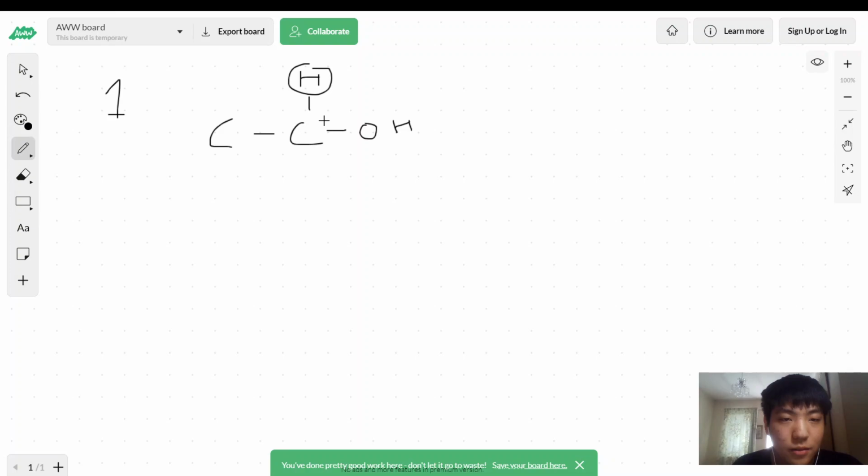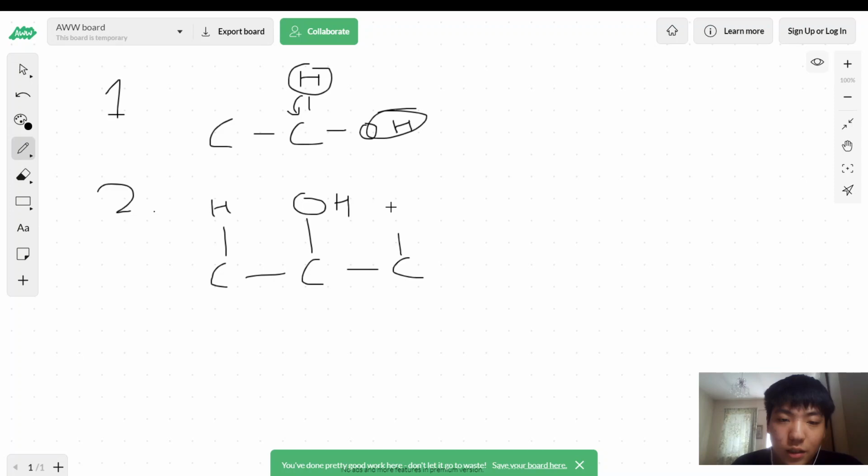Rule number two is that if the OH group is bonded to the middle of a carbon chain, it could create two products if the alcohol is unsymmetrical, because this hydrogen can bond to this carbon-carbon bond, or the electrons from the other side can attach, so vice versa.